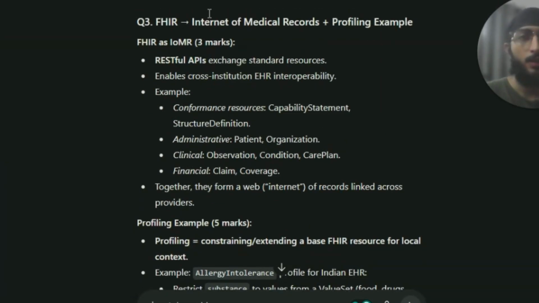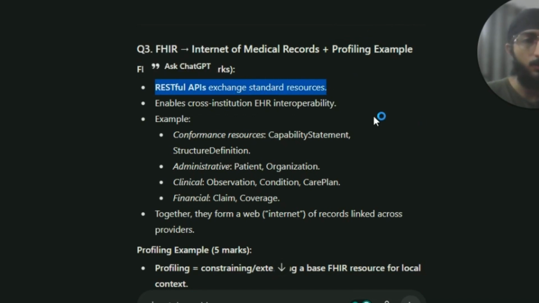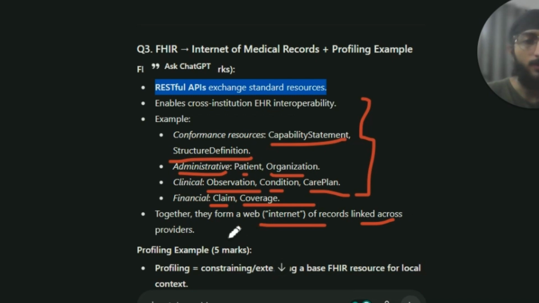Right, now FHIR, Internet of Medical Records, plus profiling. Example: FHIR is IoMR. RESTful APIs exchange standard resources as we discussed here, right? This enables cross-institution EHR interoperability. Example: conformance resources like CapabilityStatement and StructureDefinition. Then administrative resources, Patient and Organization; clinical, Observation, Condition and CarePlan; financial, Claim and Coverage. Together, they form a web, an internet of records linked across providers.